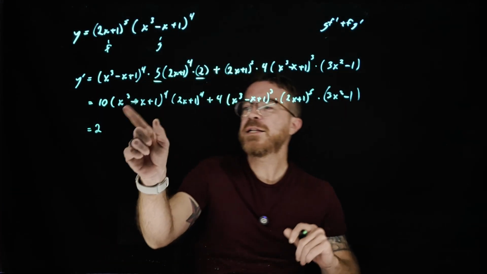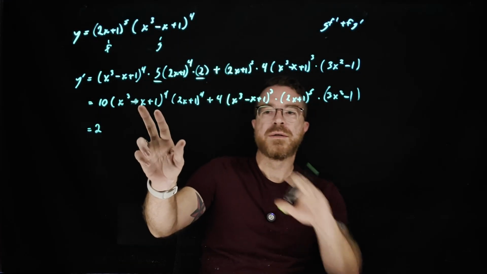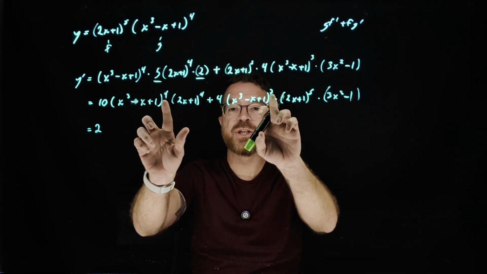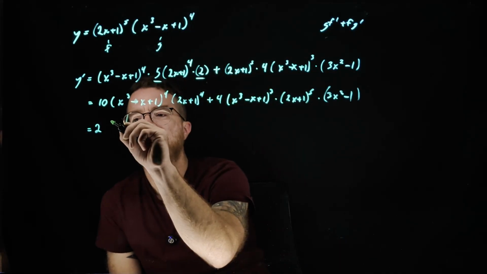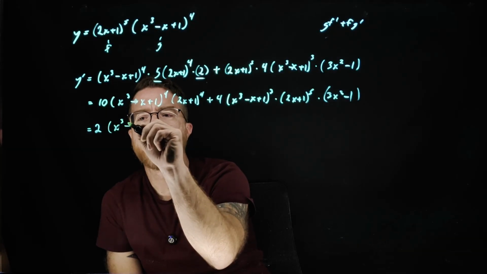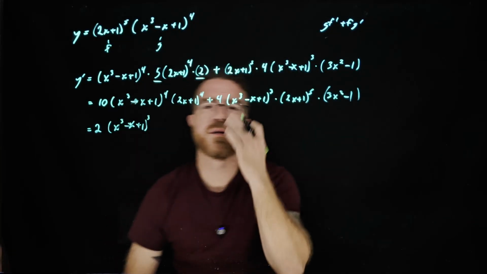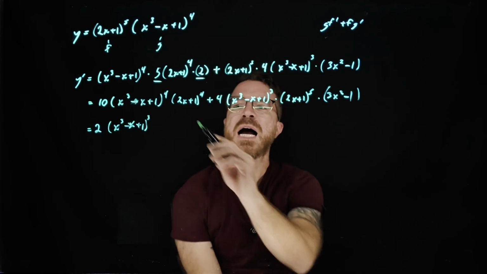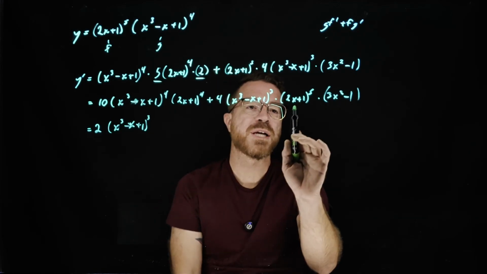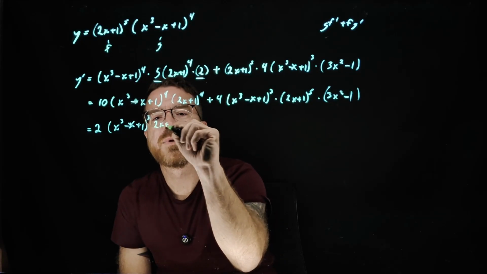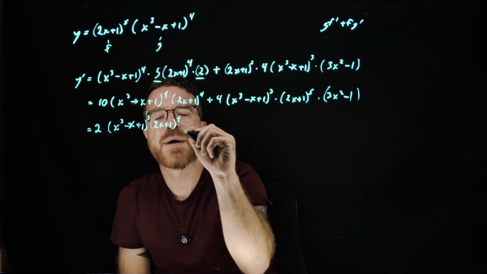Next thing, x cubed minus x plus 1. X cubed minus x plus 1. This one is to the 4th power, this one is cubed. So I can pull out (x cubed minus x plus 1) cubed. Next thing, my 2x plus 1 terms. I have (2x plus 1) to the 4th power, (2x plus 1) to the 5th power. So I can pull out (2x plus 1) to the 4th power.